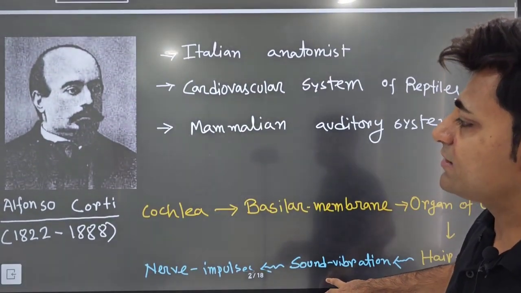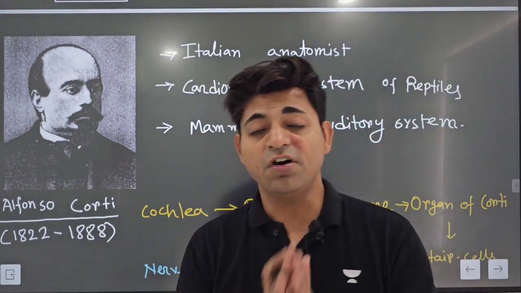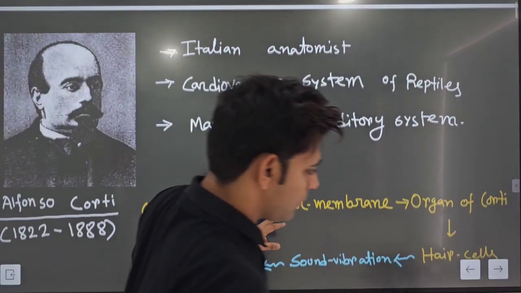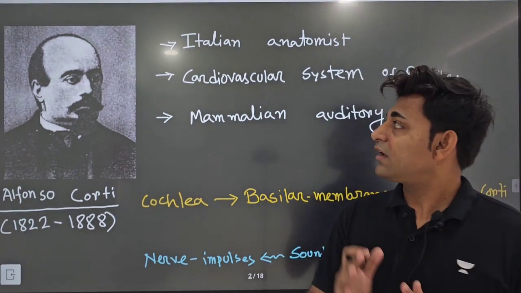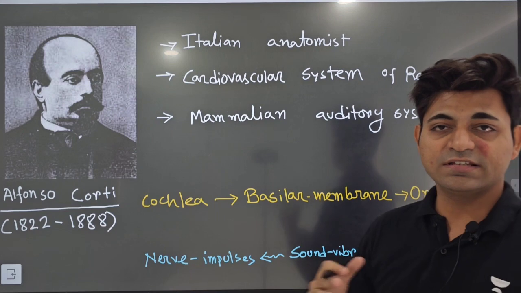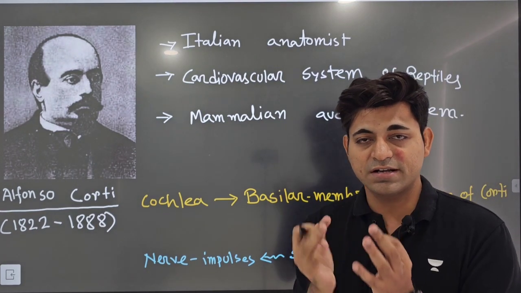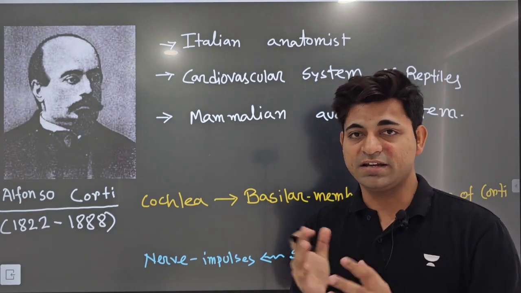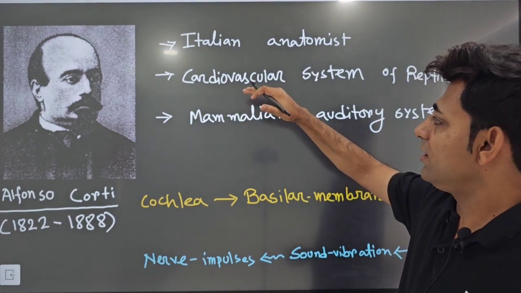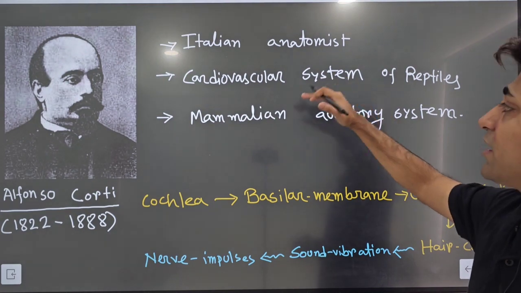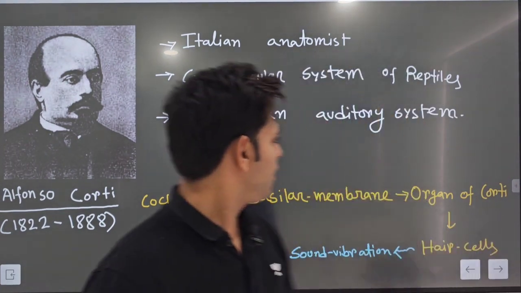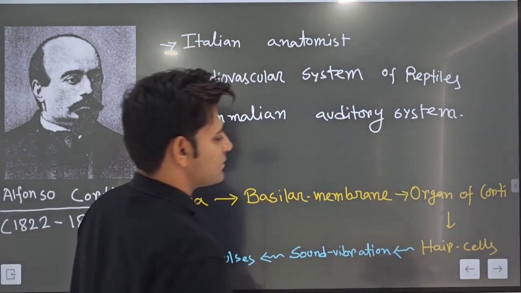In NCERT, this unit starts with the great scientist Alfonso Corti. Why is he renowned? In the beginning of his life, he was an Italian anatomist. What is anatomy? When we talk about the internal structure of our body and organs, that is called anatomy. In the beginning of his career, he was a researcher of the cardiovascular system of reptiles, but later on he shifted his interest to the mammalian auditory system.